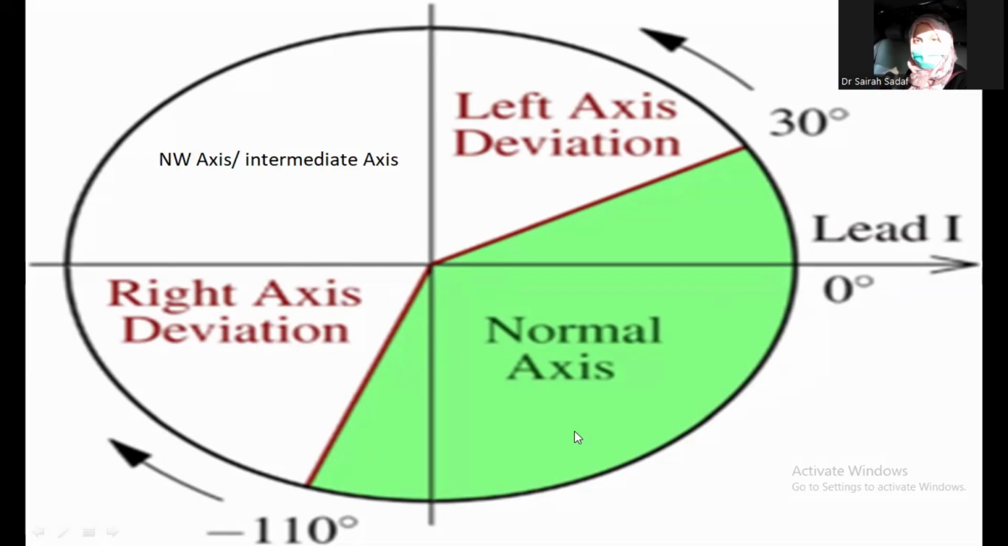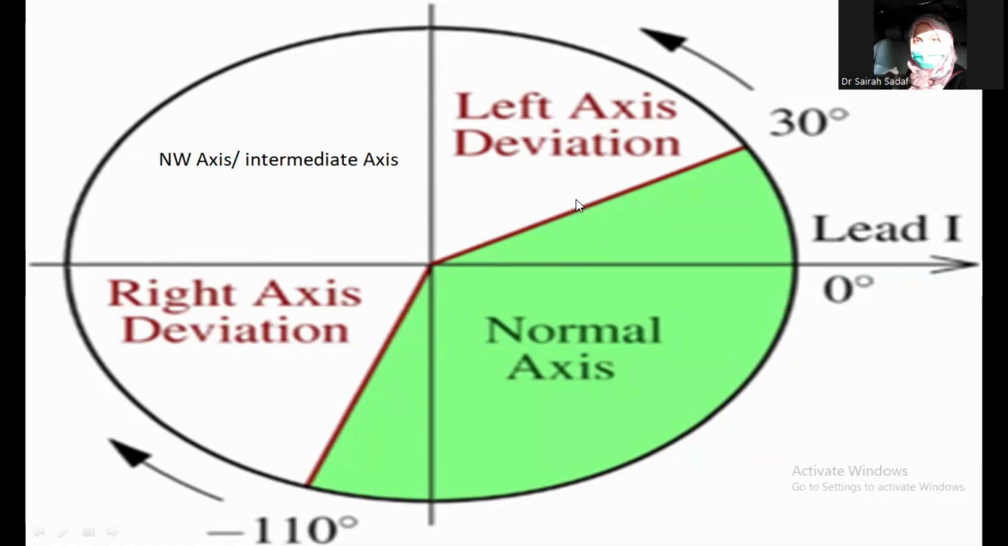Both will be positive. Speak loudly enough so that my online audience can hear. Okay. Now, in case of left axis deviation, what will we get? Very good. We will get a positive in lead 1 and negative in lead AVF. Very good. In case of right axis deviation? Very good. We will get a negative deflection in lead 1 and positive deflection in lead AVF. Very good. And in case of northwest, we will get negative deflection in both of the leads.